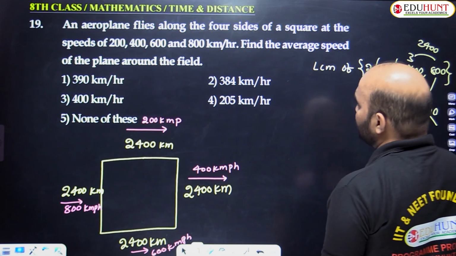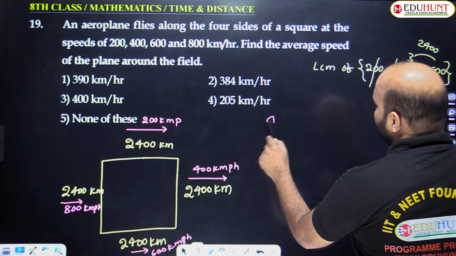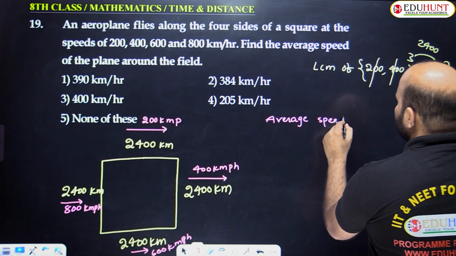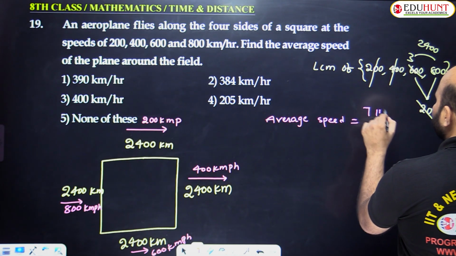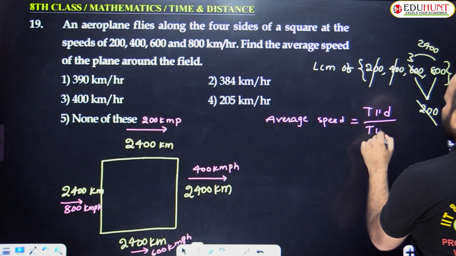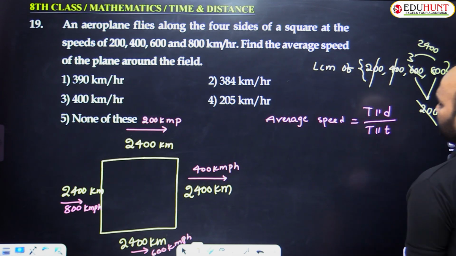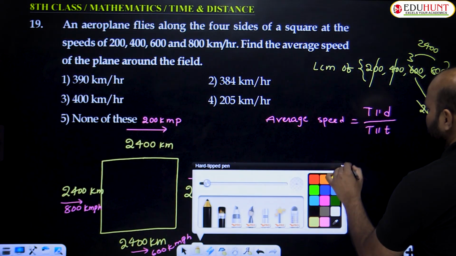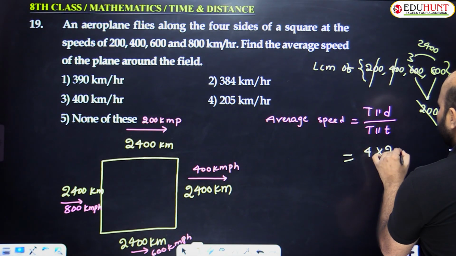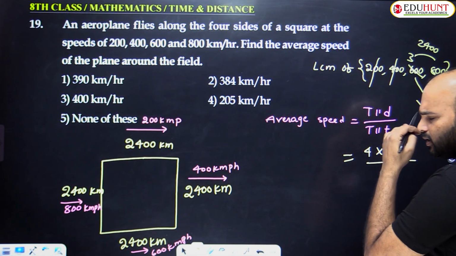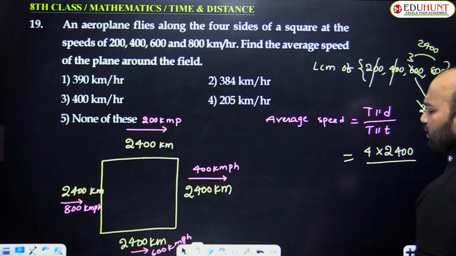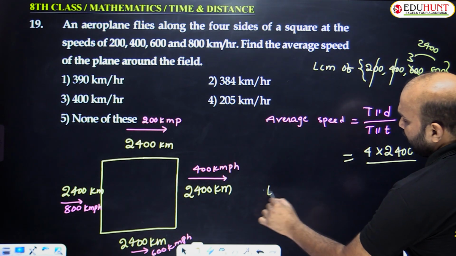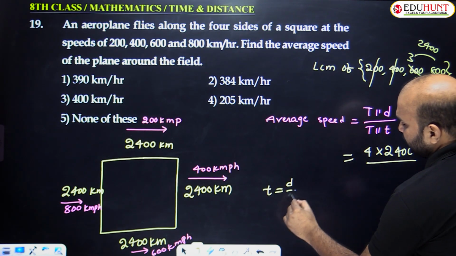Now we need to observe that average speed is asked. The average speed formula is total distance by total time. Because all four sides are equal, the total distance is 4 into 2400, since 2400 for each side is added 4 times. But we don't know the total time. Again, the formula for time is distance by speed.